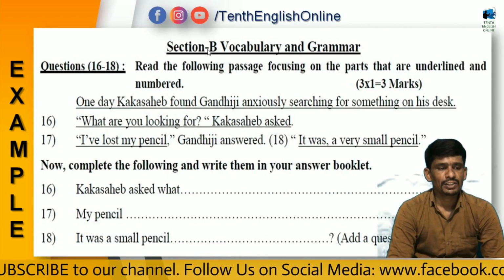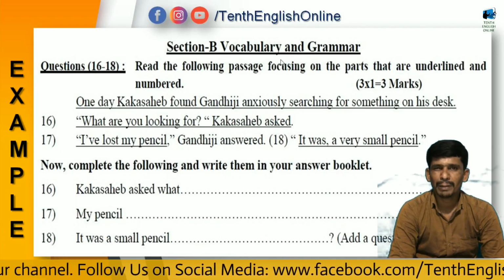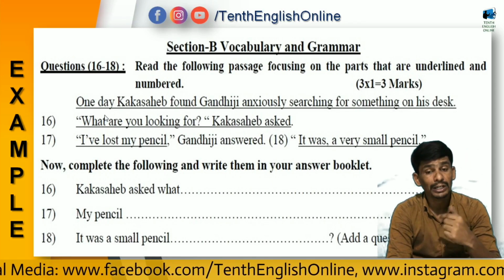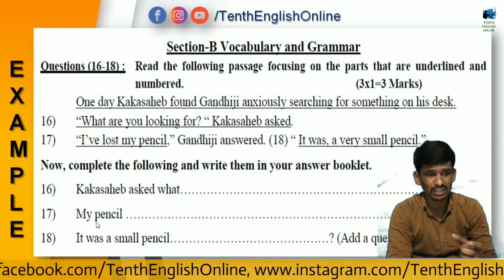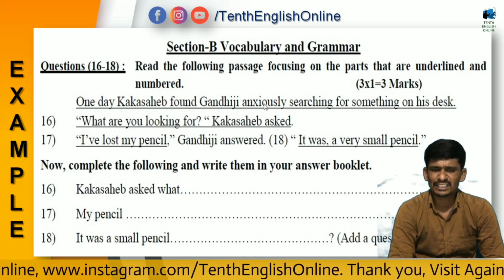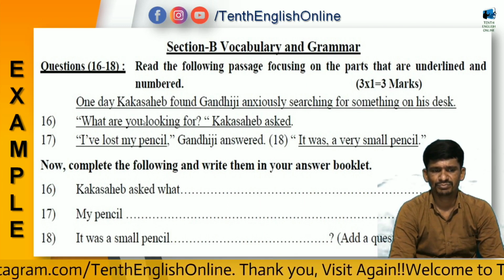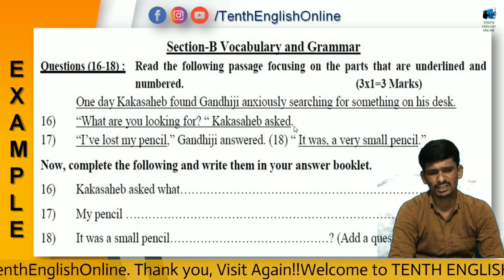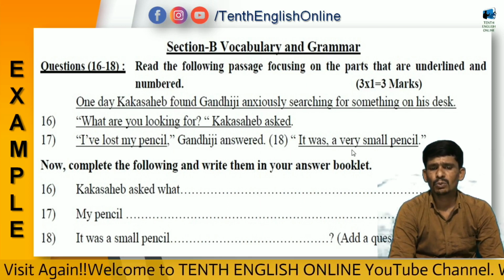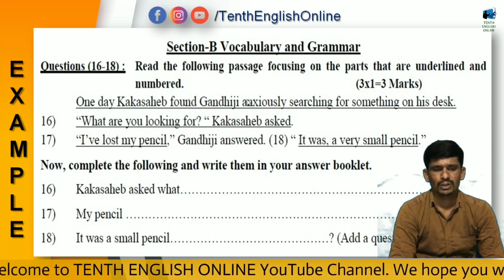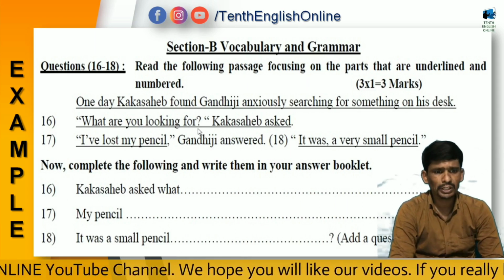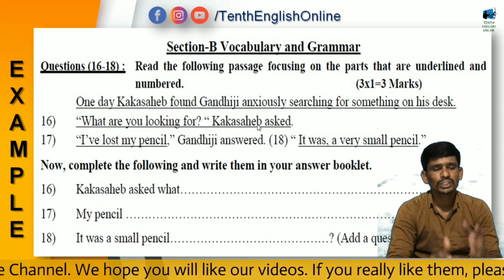Yes, here 16, 17, 18. One short passage is given here, and the lines are underlined. We have to read only the underlined part and answer as asked. One day Kaka Sahib found Gandhiji anxiously searching for something on his desk. What are you looking for? Kaka Sahib asked. I have lost my pencil, Gandhiji answered. It was a very small pencil. In these lines, question number 16 is: Kaka Sahib asked what? What are you looking for? This is in direct speech.